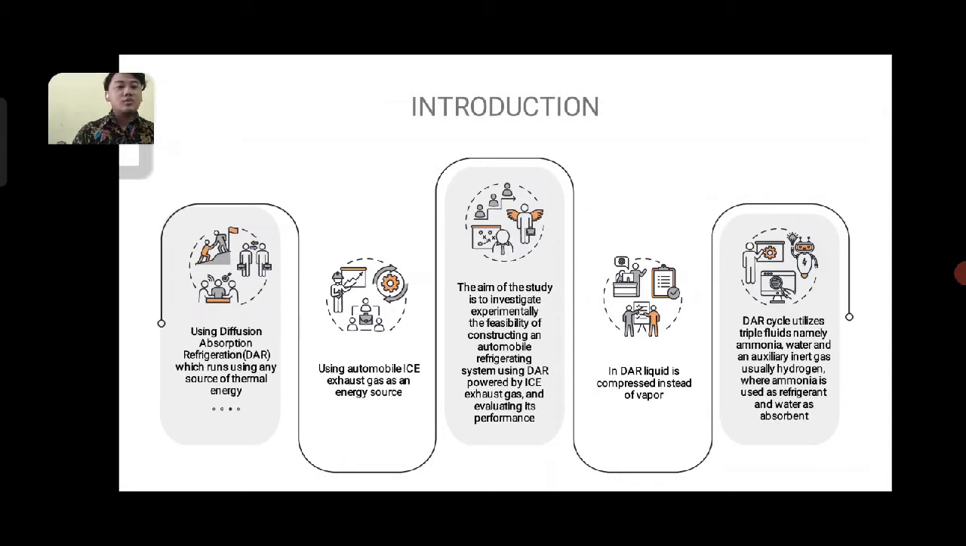The DAR cycle also utilizes triple fluids, namely ammonia, water, and an auxiliary inert gas, usually hydrogen, where ammonia is used as a refrigerant and water as the absorbent. The aim of this study is to investigate experimentally the feasibility of constructing an automobile refrigerating system using DAR powered by IC exhaust gas and evaluating its performance.